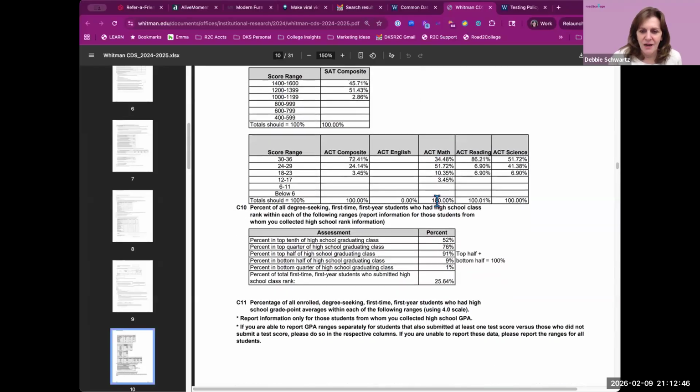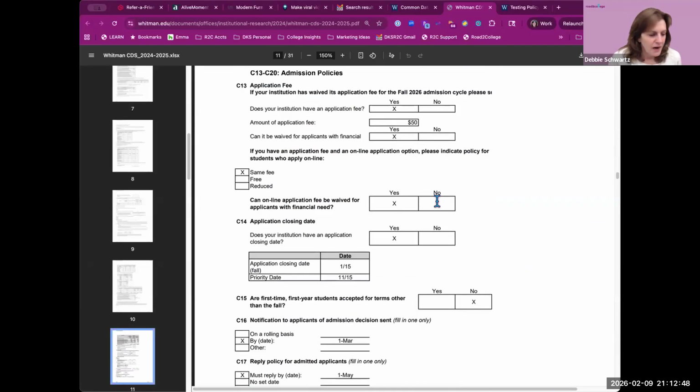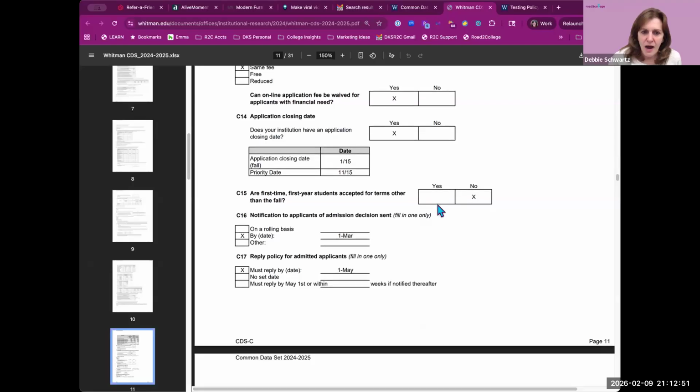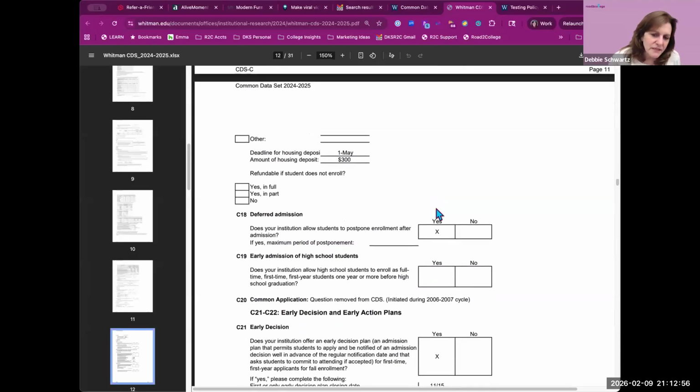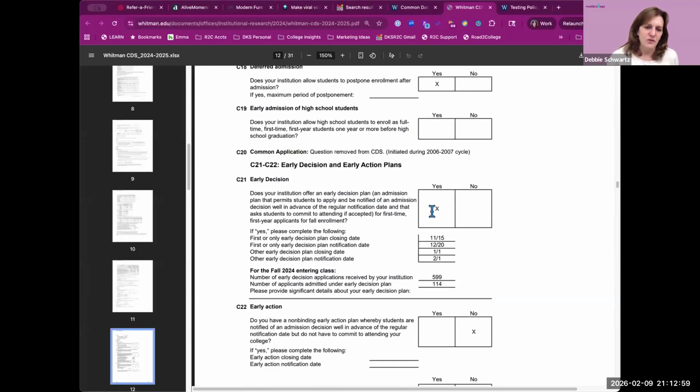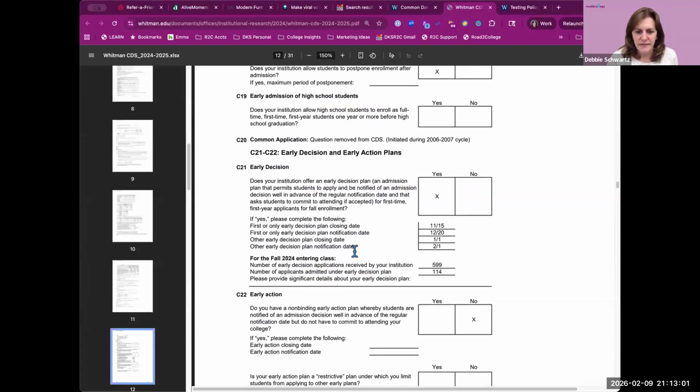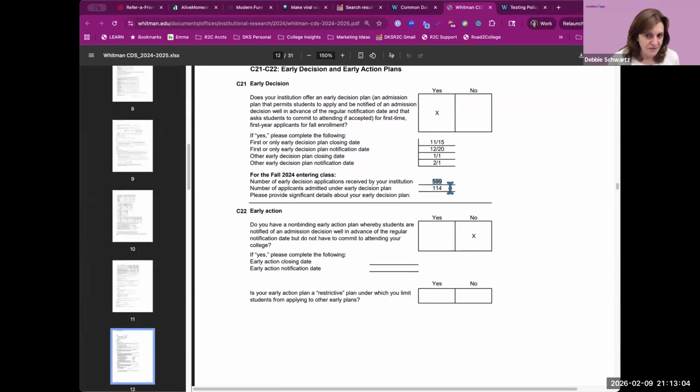Okay, let's keep going. Then there should be a section here. Oh yeah, about early decision. Here it is. Does the school offer early decision? These are the dates. And here is, if you are curious, where the early decision admit rates come from. How many students applied early decision? 599. How many were accepted? 114.